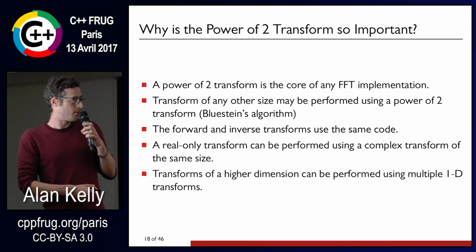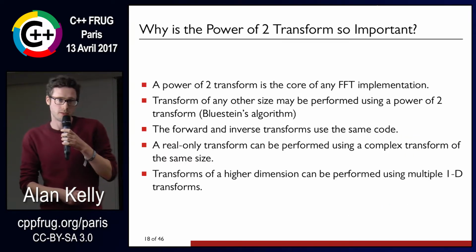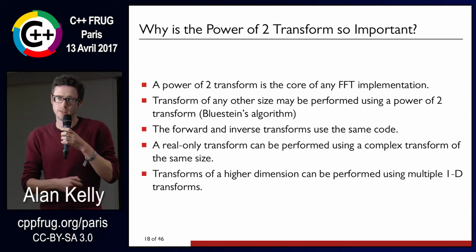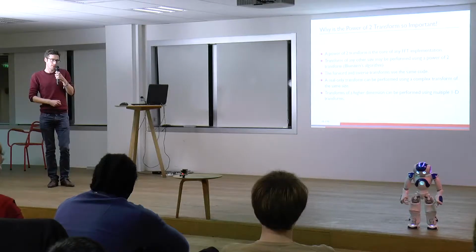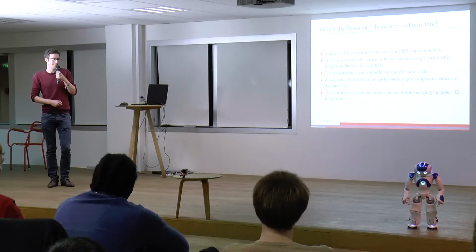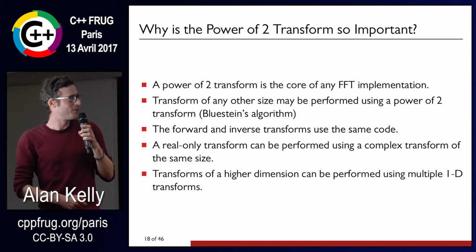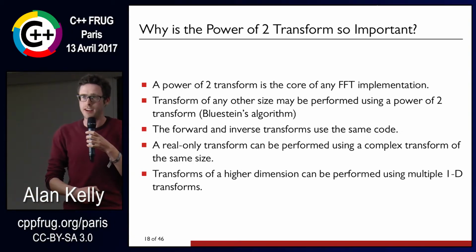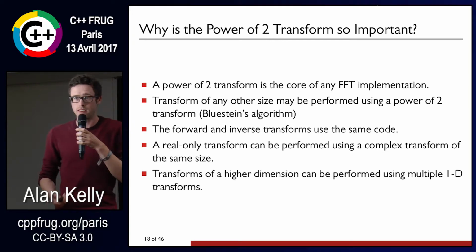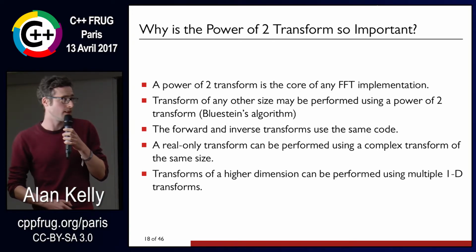So sorry, first of all I'm going to explain to you why the power of 2 transform is so important. So this expression that we've just developed, it only works for powers of 2 because we keep on dividing by 2 until we get to 1. But the power of 2 is the core of any Fourier transform. So the power of 2 is the core of any FFT implementation because a transform of any other size can be performed using this, using Bluestein's algorithm, for example.